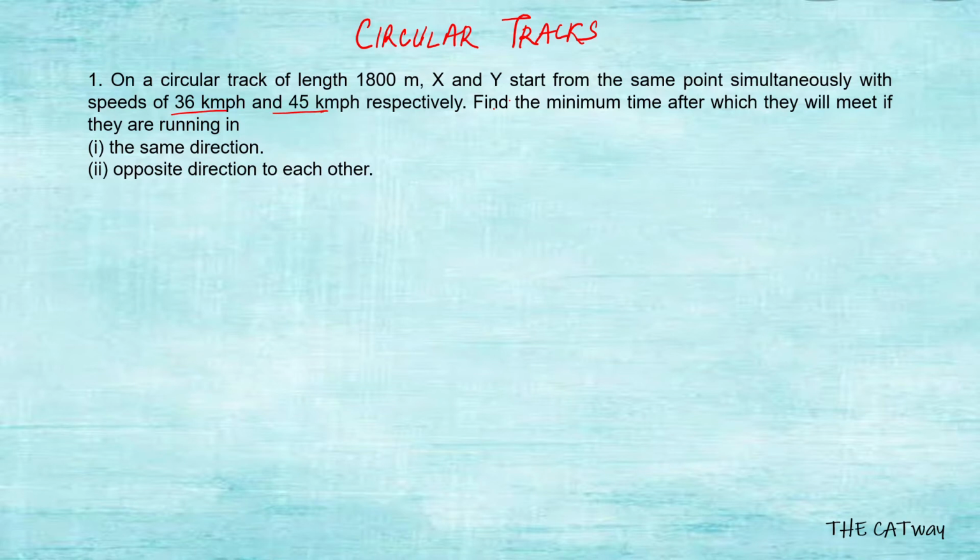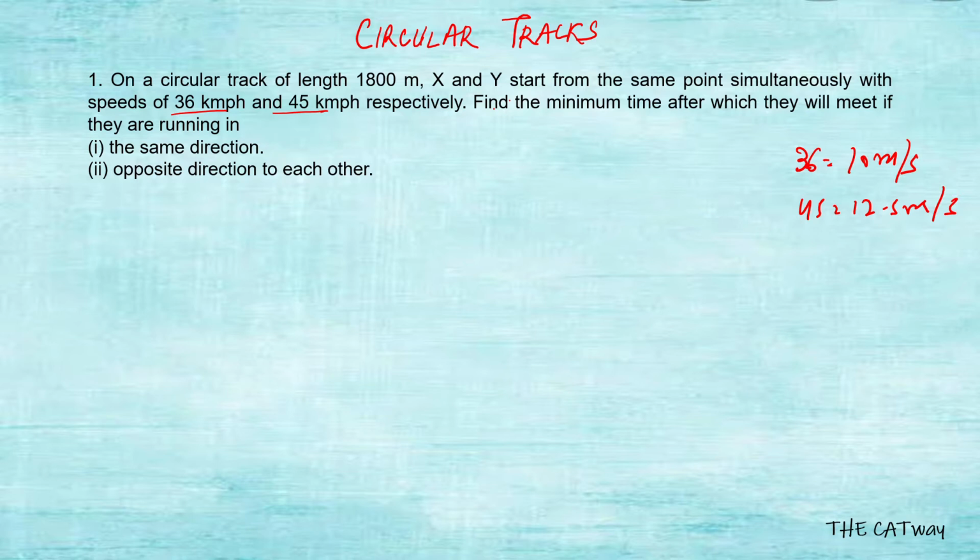So 36 will be equal to 2 into 5, that is 10 meters per second. Whereas 45 is going to be equal to 45 into 5 by 18, which is 12.5 meters per second.